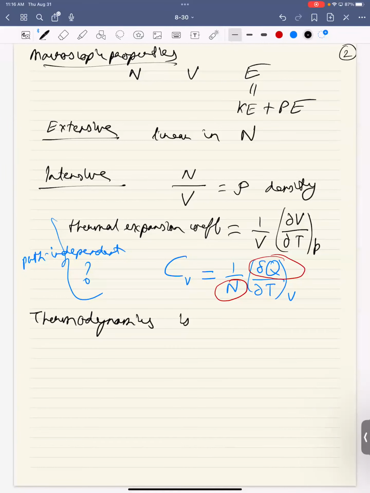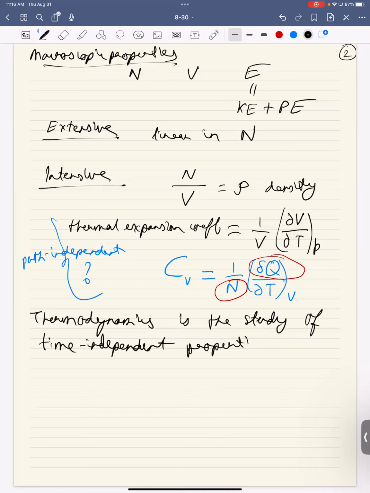Thermodynamics is the study of time independent properties of equilibrium states, which can be described with very few variables, equilibrium states of macroscopic systems.